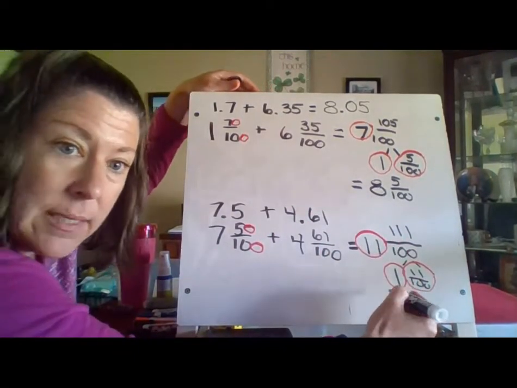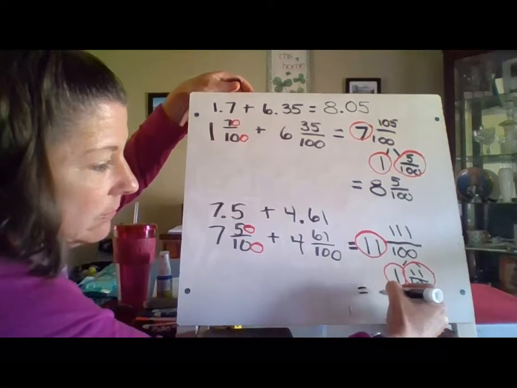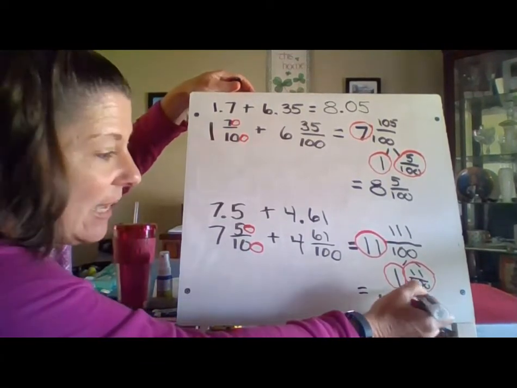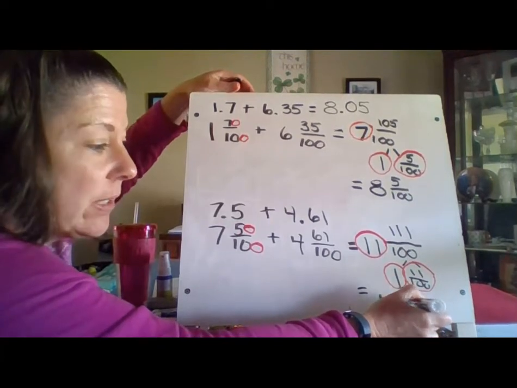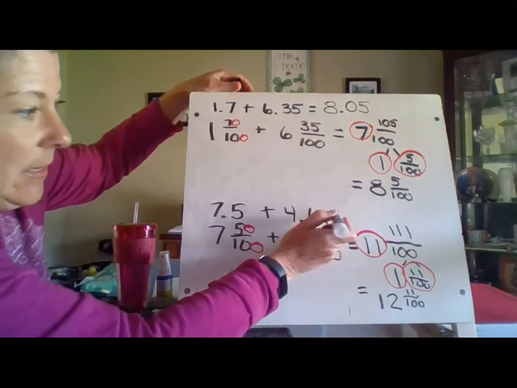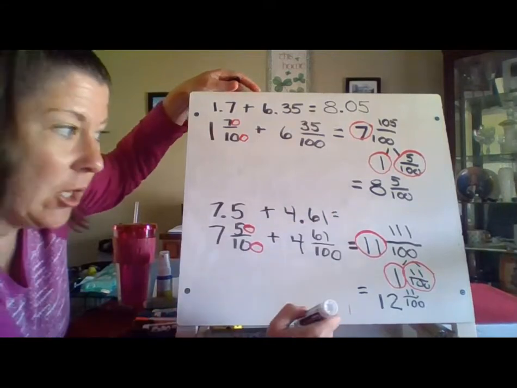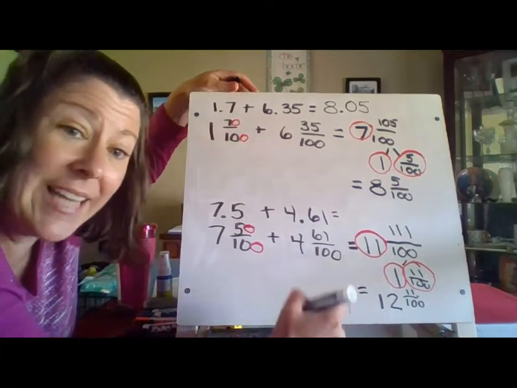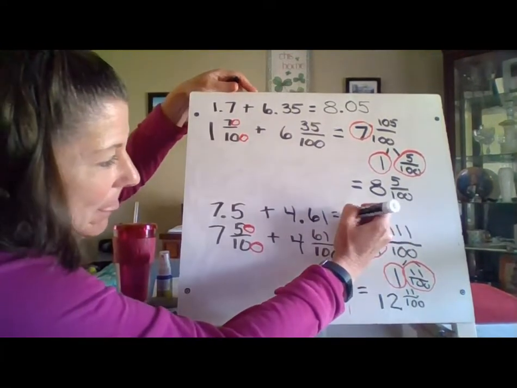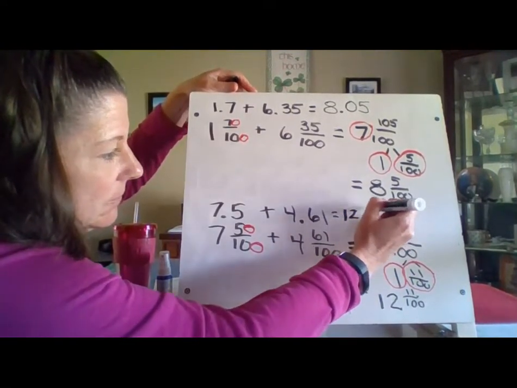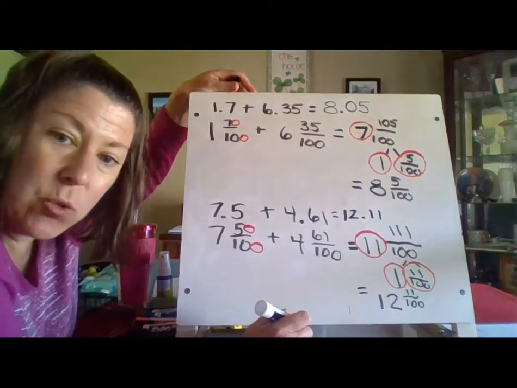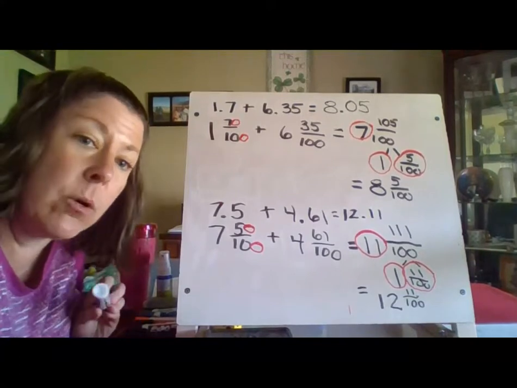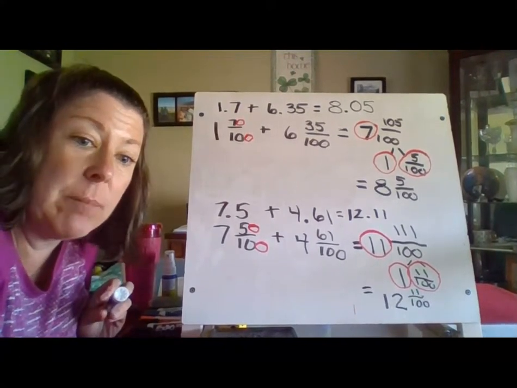11 plus 1 is 12. And 11/100ths. Going back up to my decimal, 12 and 11/100ths is 12.11. So now we're going to do a couple examples from your problem set.